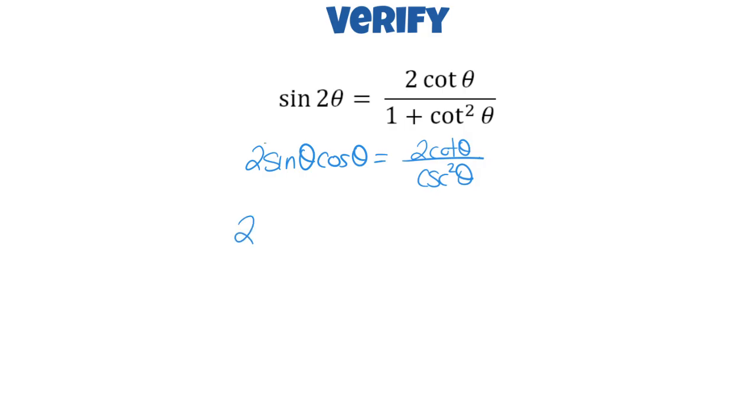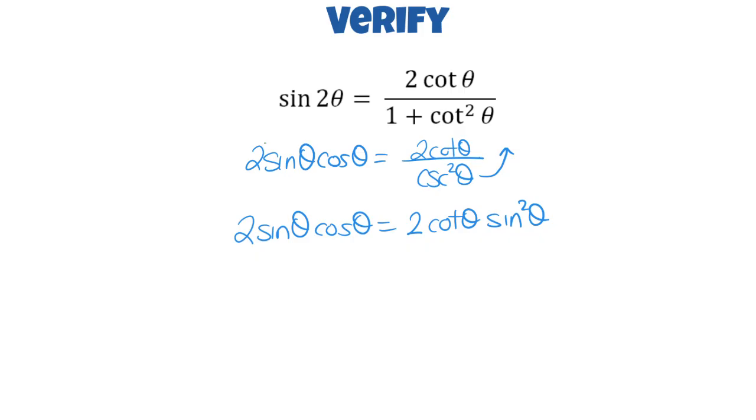I kind of like the left side of this better. I'm going to leave it alone and I'm going to work on the right side. First thing I want to do is maybe get rid of the fraction. I'm going to pop this cosecant guy up and call him sine squared. It's going to look like this, 2 cotangent theta sine squared theta.